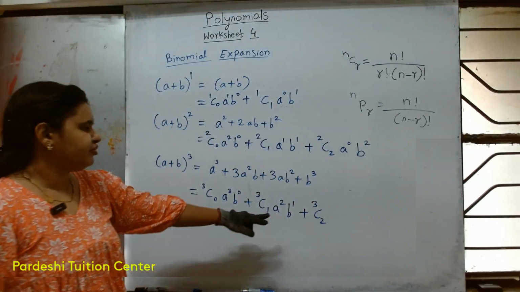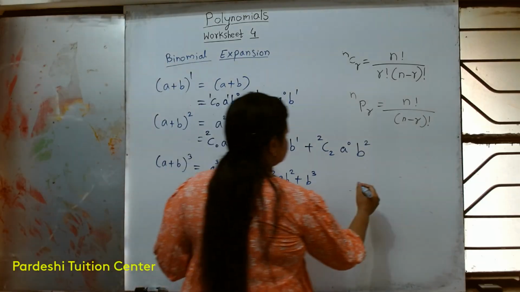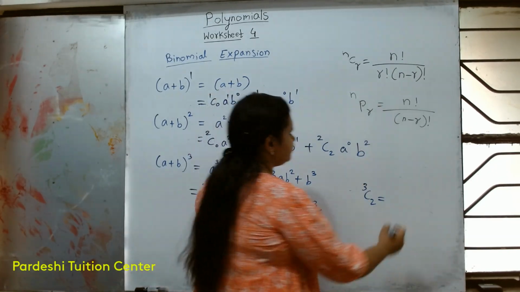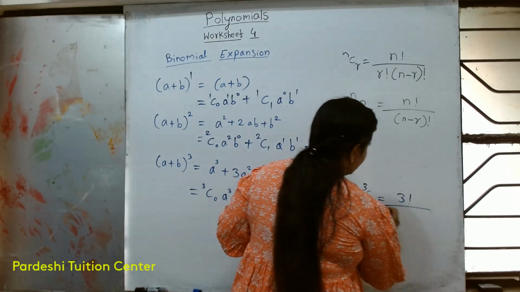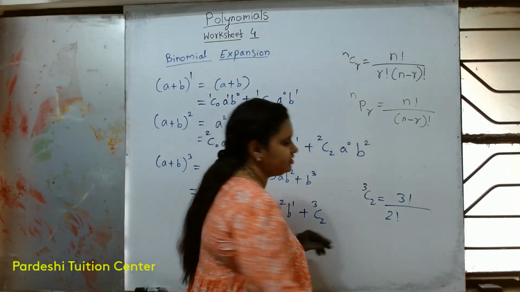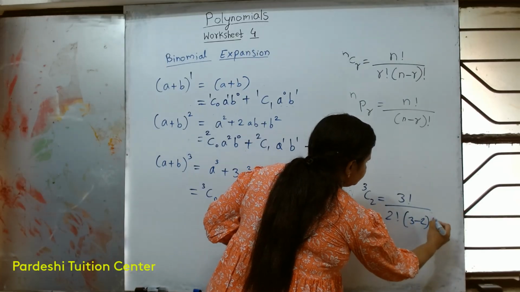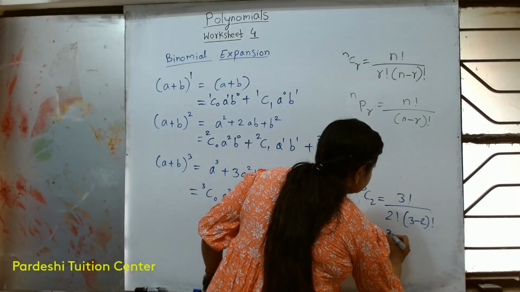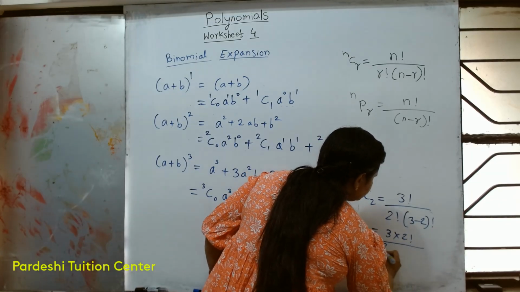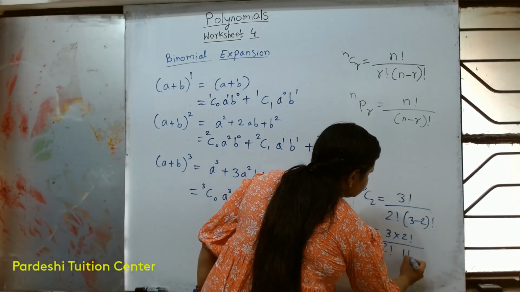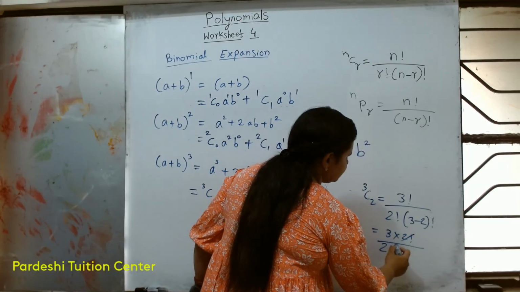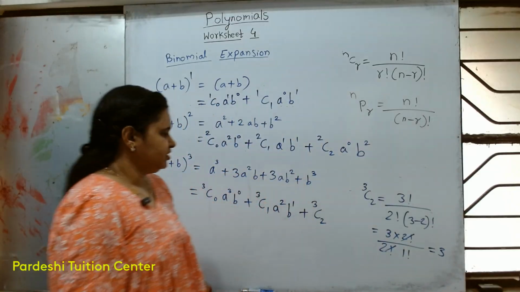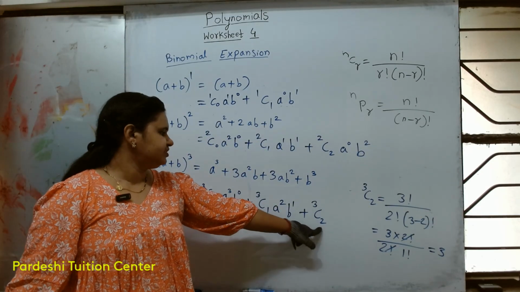Now let us check for 3C2, if it is coming as 3. So 3C2, put it in the formula of combination. It is n factorial, which means 3 factorial upon r is 2, 2 factorial, upon n minus r, which means 3 minus 2 factorial. Now I can write 3 factorial as 3 into 2 factorial. So it will be 2 factorial, 3 minus 2 is 1, 1 factorial. Now again 2 factorial will get cancelled and the answer will be 3. So the answer for 3C2 is coming as 3.